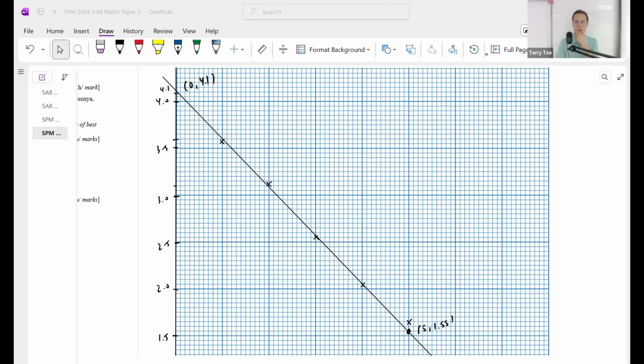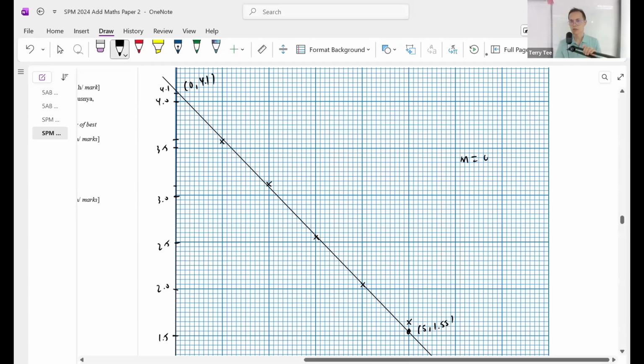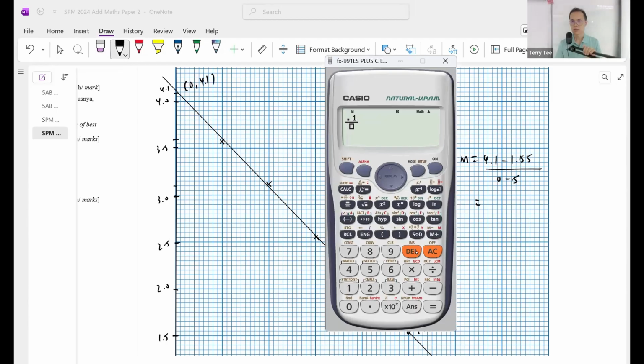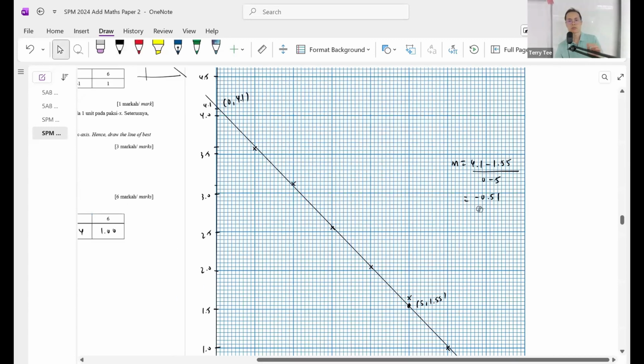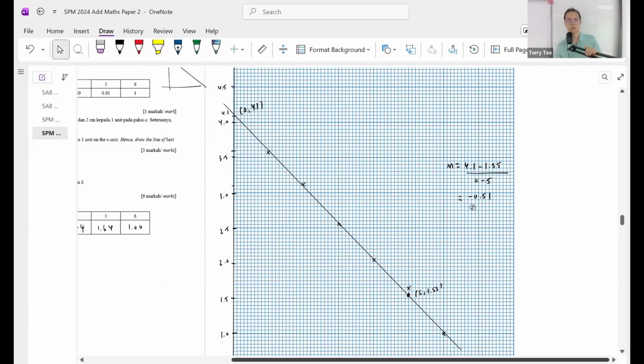So remember, you're finding two things from the graph: gradient and y-intercept. My gradient here, let me work it out, is 4.1 minus 1.55 divided by 0 minus 5. Okay, let us take 4.1 minus 1.55 over 0 minus 5. You will get negative 0.51. Okay. All right, my gradient is negative 0.51. My y-intercept is 4.1. Ken, let's go back to your calculation. The previous page.